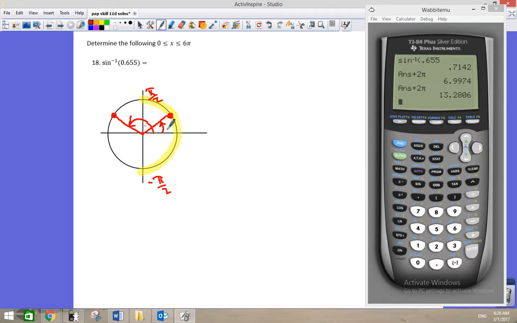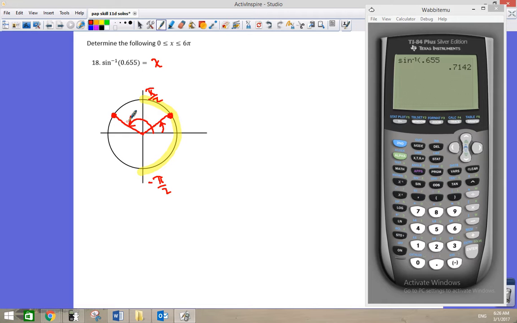I can figure out that angle by using this as a reference angle. So when you're in quadrant 1, you're your own reference angle. So when we took this inverse of 0.655, not only was that a solution to the equation, but it also is the reference angle that's going to help us get other solutions.